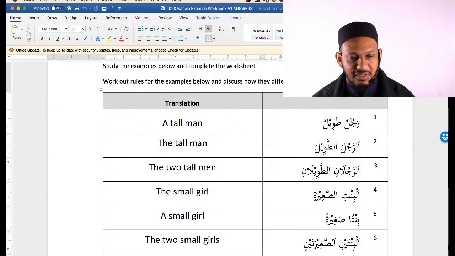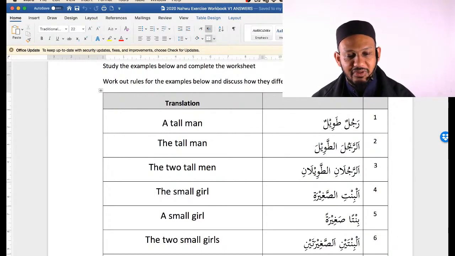So let's do that first. In each of these cases, the second word is providing a description of the first word. And the second thing we notice is that the second word always matches the first word in terms of gender, case ending, number, and definiteness.